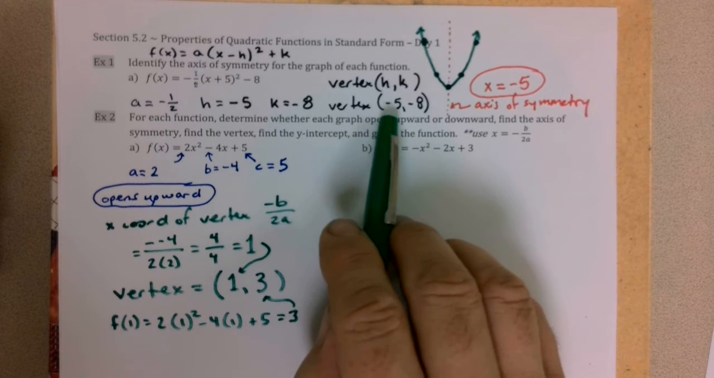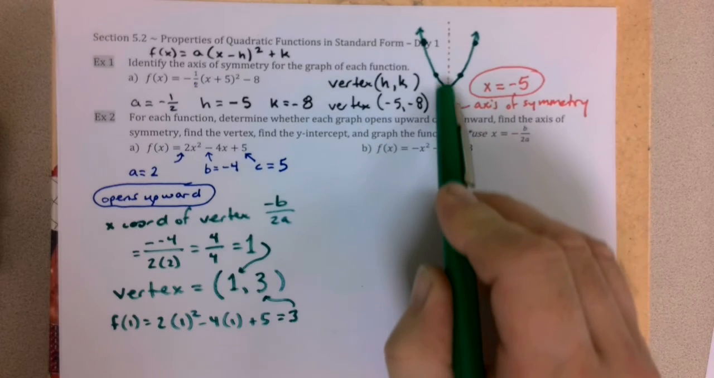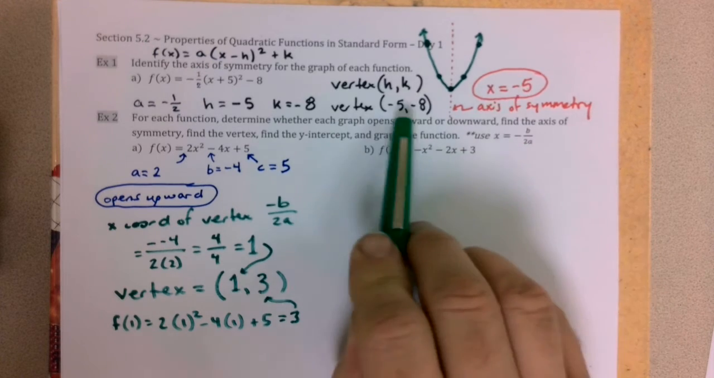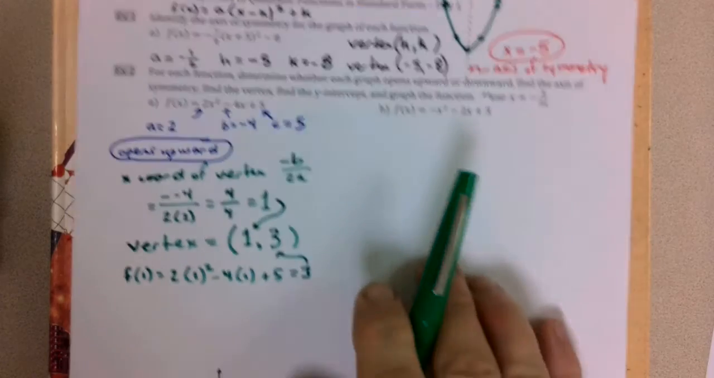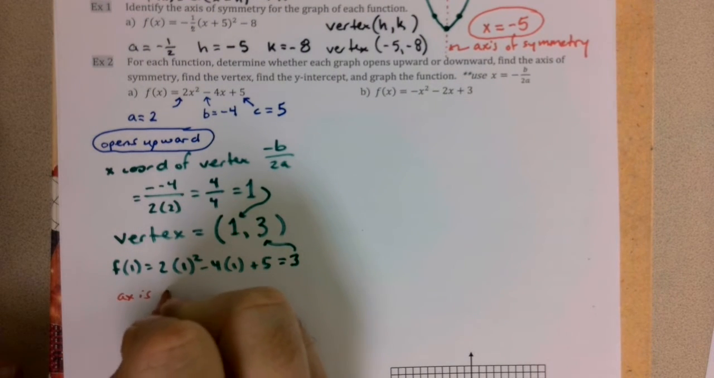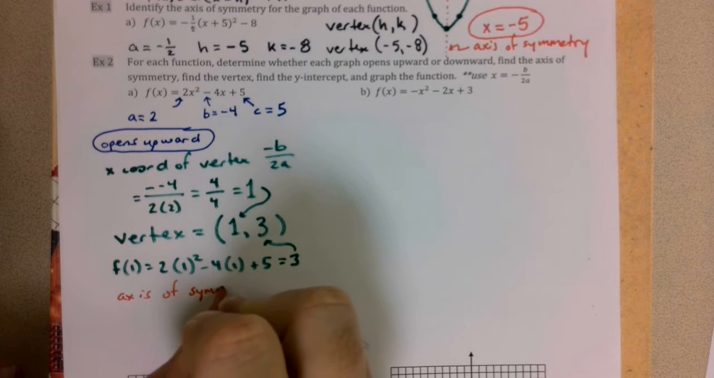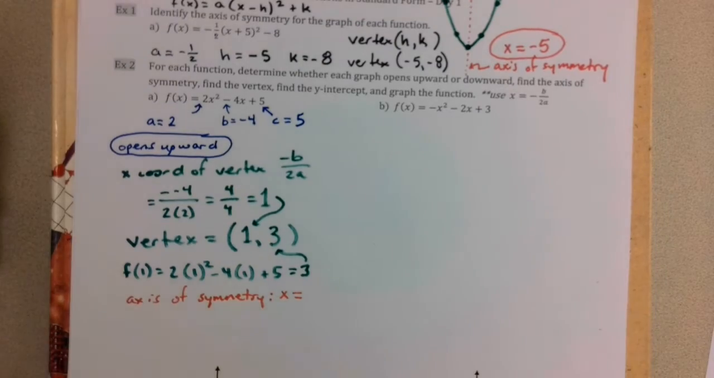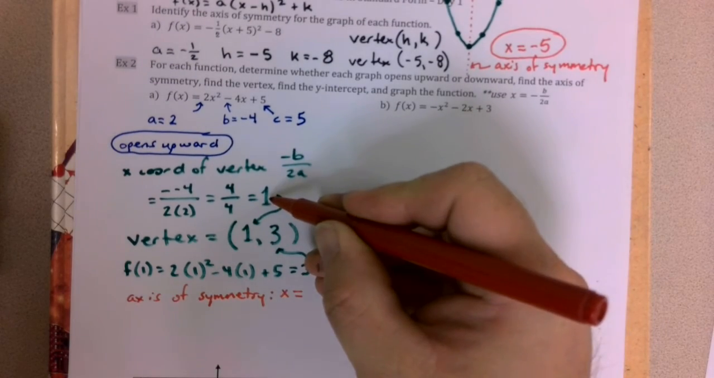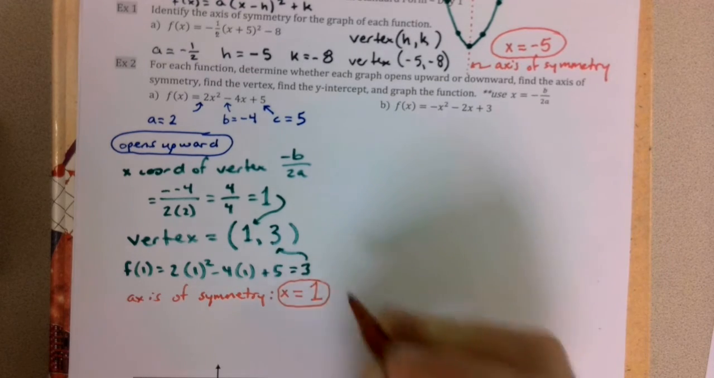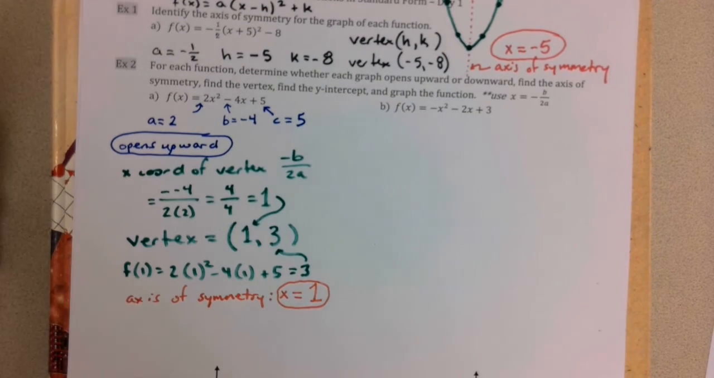In this problem, the vertex was at negative 5, 8. The axis of symmetry is always going to be a vertical line for these parabolas that we're looking at. The form of that vertical line is always going to be x is equal to a number, specifically the x-coordinate of the vertex. So the axis of symmetry in this problem is going to be x is equal to whatever the x-coordinate is of our vertex, and we calculated that earlier. It was the number 1. So x equals 1, that is the equation for our axis of symmetry.